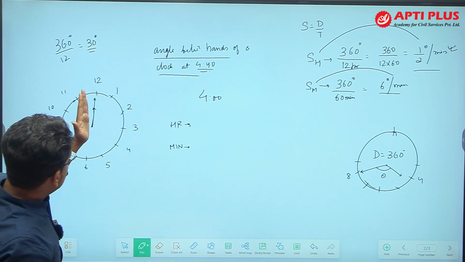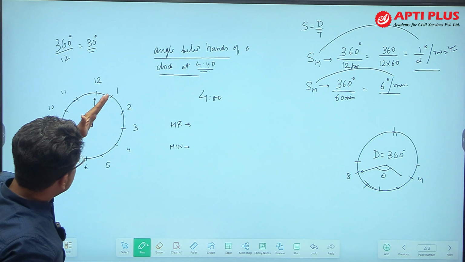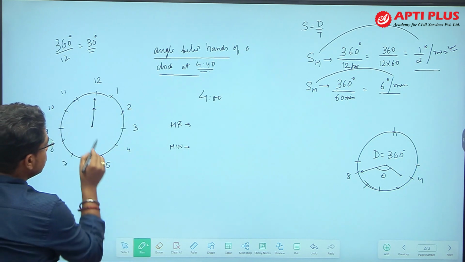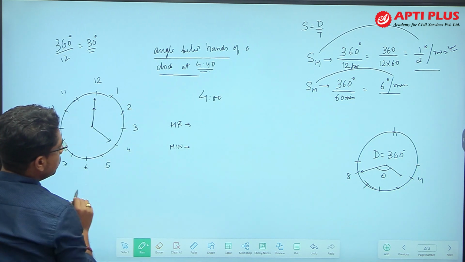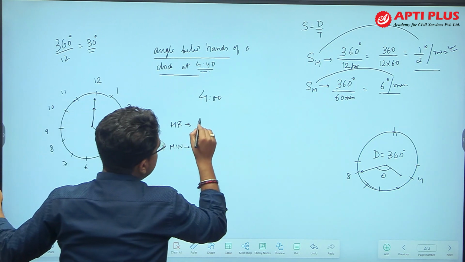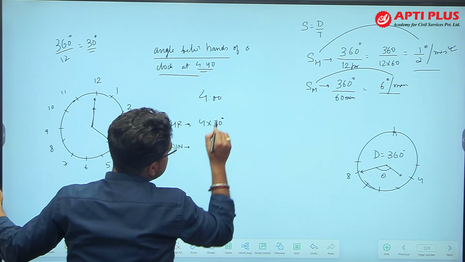So when it is 4 o'clock, the smaller hand will move 1, 2, 3 and 4 segments. It means the smaller hand will come here. So 4 segments would mean 4 into 30 degrees, because each segment is 30 degrees.